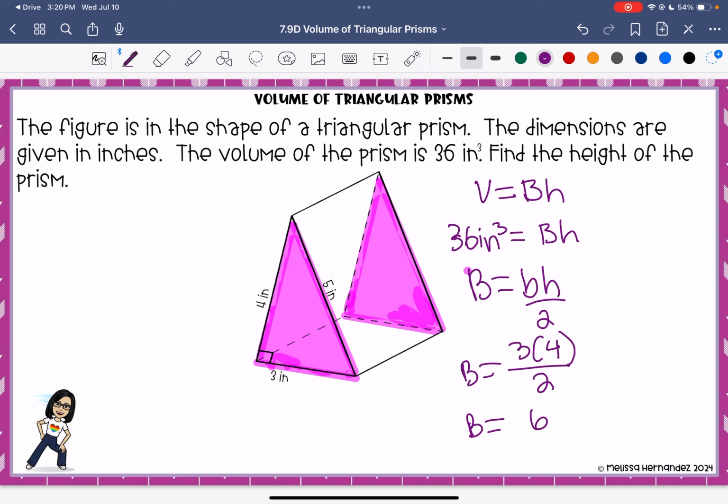Now I'm going to use this information and go back to the original formula, and plug in 36 for my volume, 6 for the area of the base, and then I'm left with the height. So this is a one-step equation. 36 is equal to 6 times height. We're going to use the inverse operation and divide both sides by 6, because that's the opposite of multiply. And then your height is 36 divided by 6, which is 6 inches.